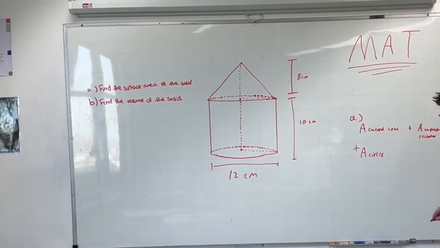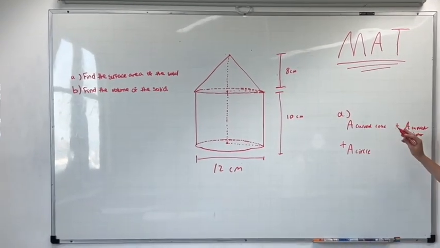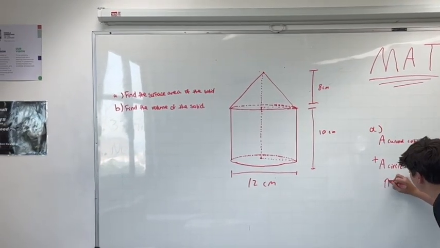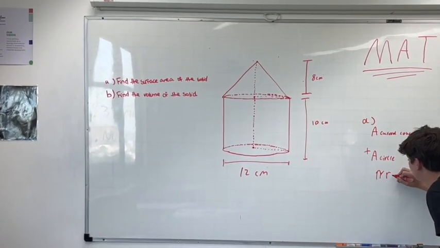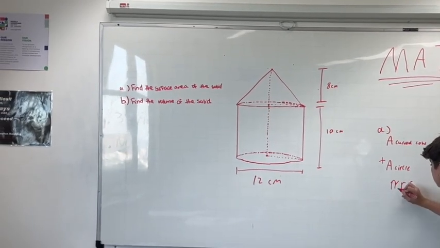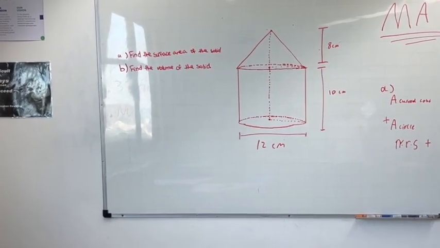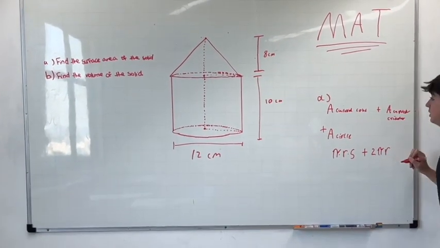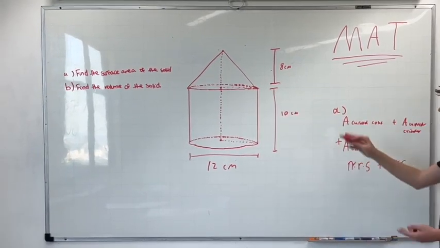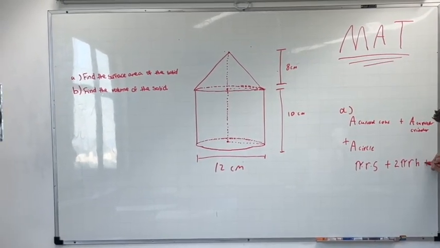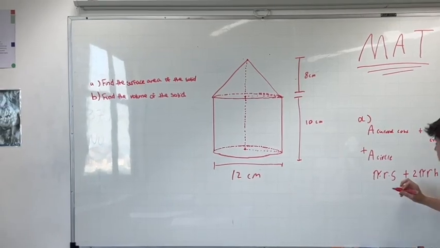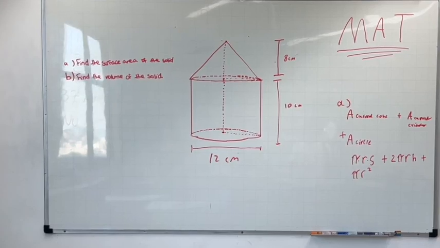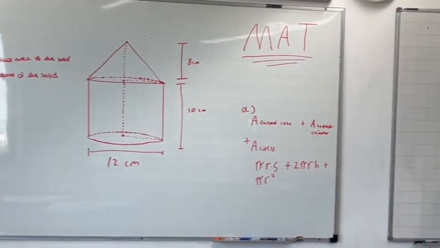Okay guys, so now we have to insert the formulas. First of all, to find the area of the curved cone, we do pi times the radius times the slant height, plus the curve of the cylinder, which is 2 pi times the radius times the height, plus the area of the circle, which is simply pi radius squared.